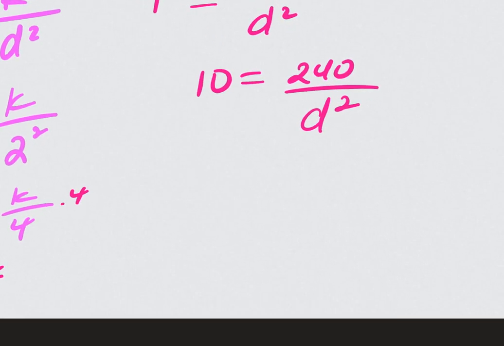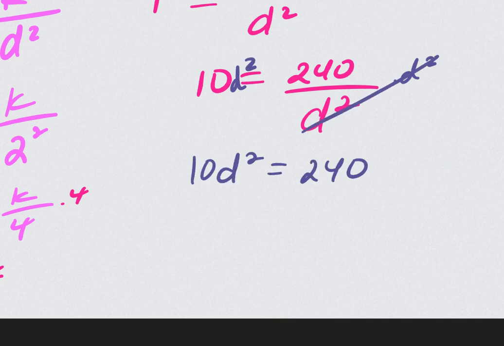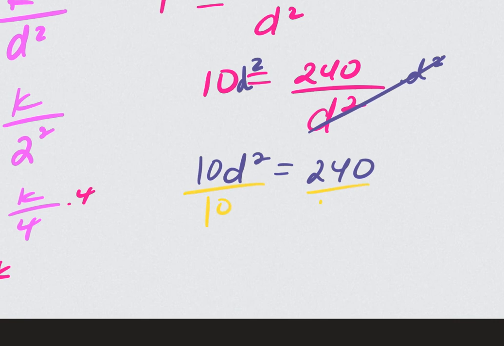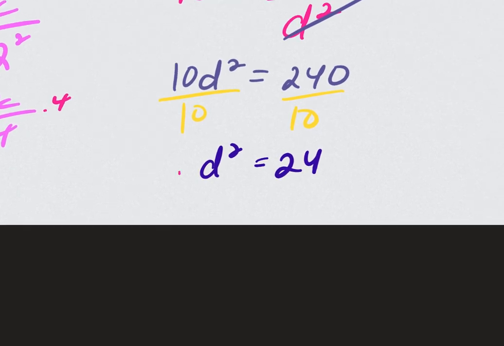I could cross multiply, I could multiply by the diameter. Either way, I'm moving the D squared to the other side. 10D squared would equal 240. Divide by 10, D squared equals 24. And then I'd square root. There's no such thing as a negative distance, so I keep it positive, even though normally those rules would be plus or minus, right? So I get D is the square root of 24.